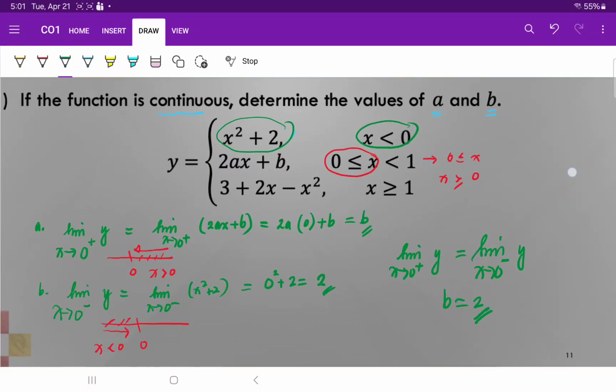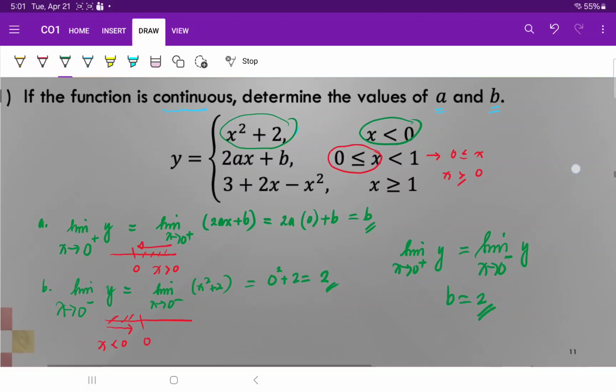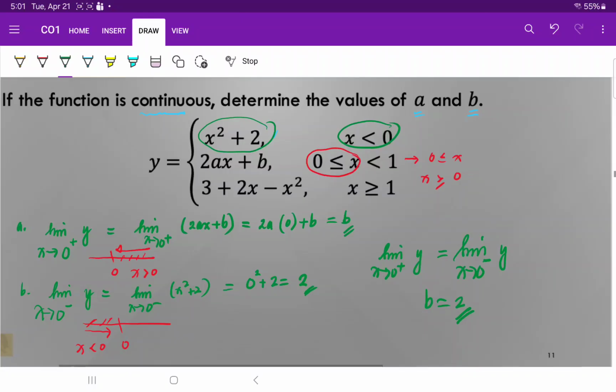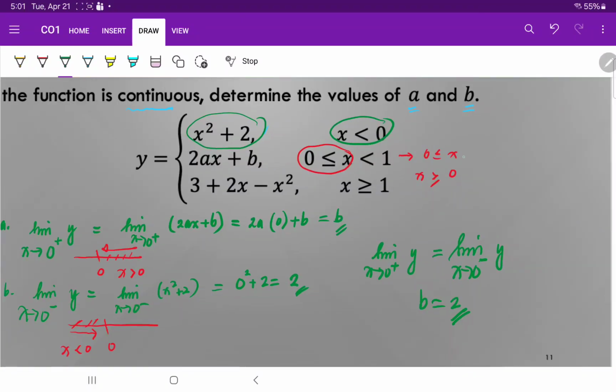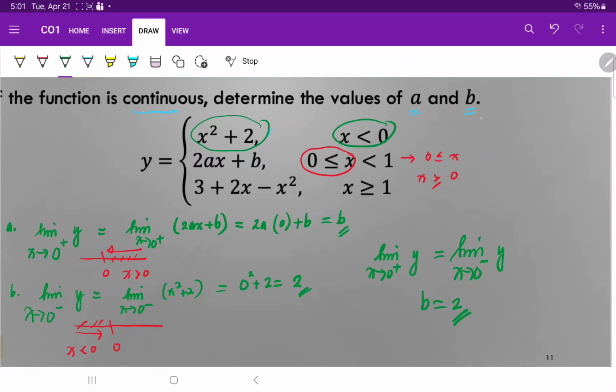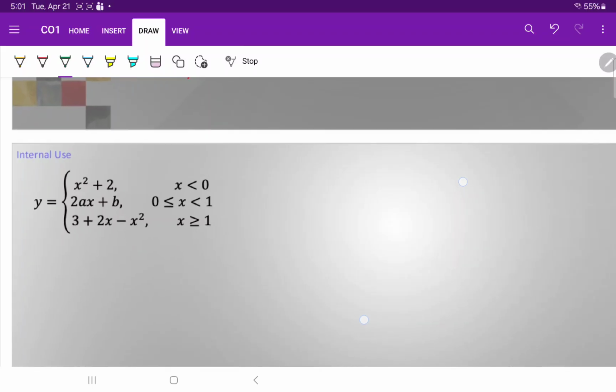But we also need to solve for a. So how do we solve for a? As I've mentioned, you only have two numbers here, 0 and 1. So we can use the other number, 1. This time, we find the limit of the function as x approaches 1 coming from the right and left. Okay, so we have this one here.